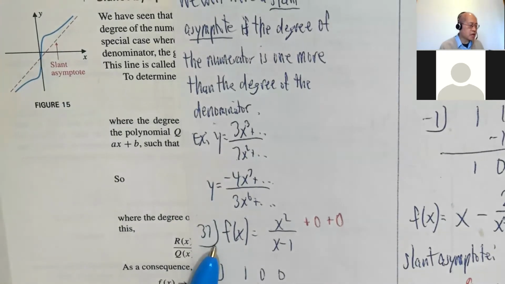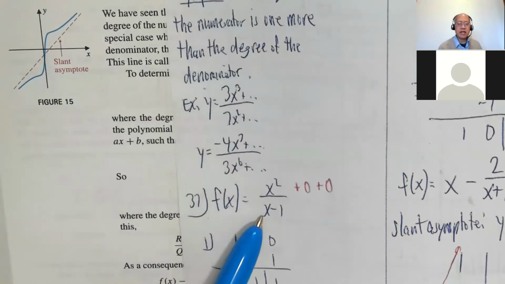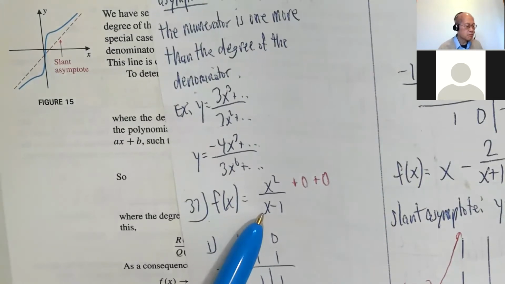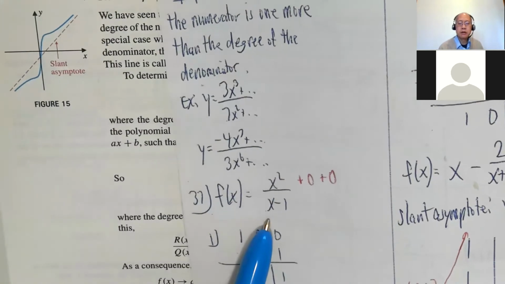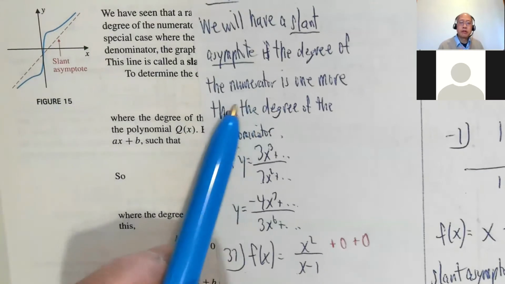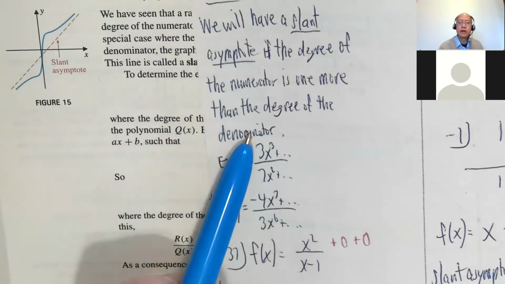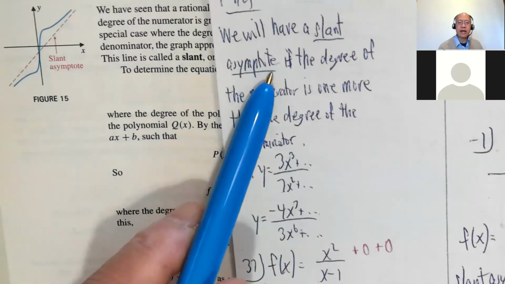Okay, and problem 37, which I won't do today, but I'll save for next time. This will definitely have a slant asymptote. How do you know? 2nd degree, 1st degree. So the degree of the numerator is one more than the degree of the denominator. So that tells me I have a slant asymptote.